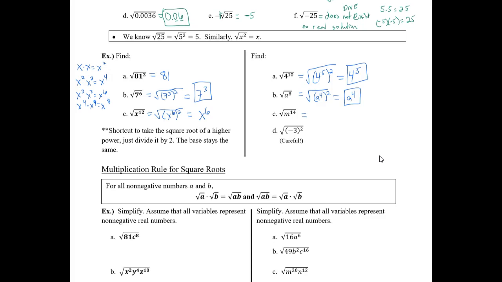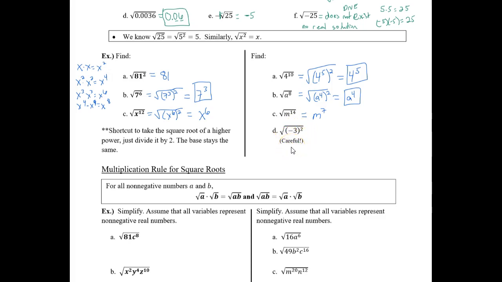Alright, square root of m to the 14th. Cut it in half. I'm going to skip this middle step and just say the answer is m to the 7th, right? 14 divided by 2 would be 7. So m to the 7th times m to the 7th should give me m to the 14th. Alright, let's look at this next one. It says the square root of negative 3 squared. And I said be careful.